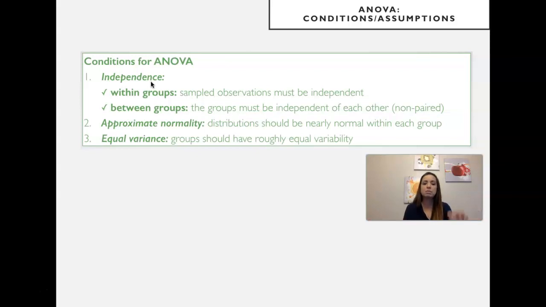We need approximate normality, so the distribution should be nearly normal within each of the groups. And just like in t-tests, when you have multiple groups in an independent design, what you want is equal variance across the groups. Okay, so Levene's test will come back in this week's assignments as well in order to test this particular assumption. Okay?